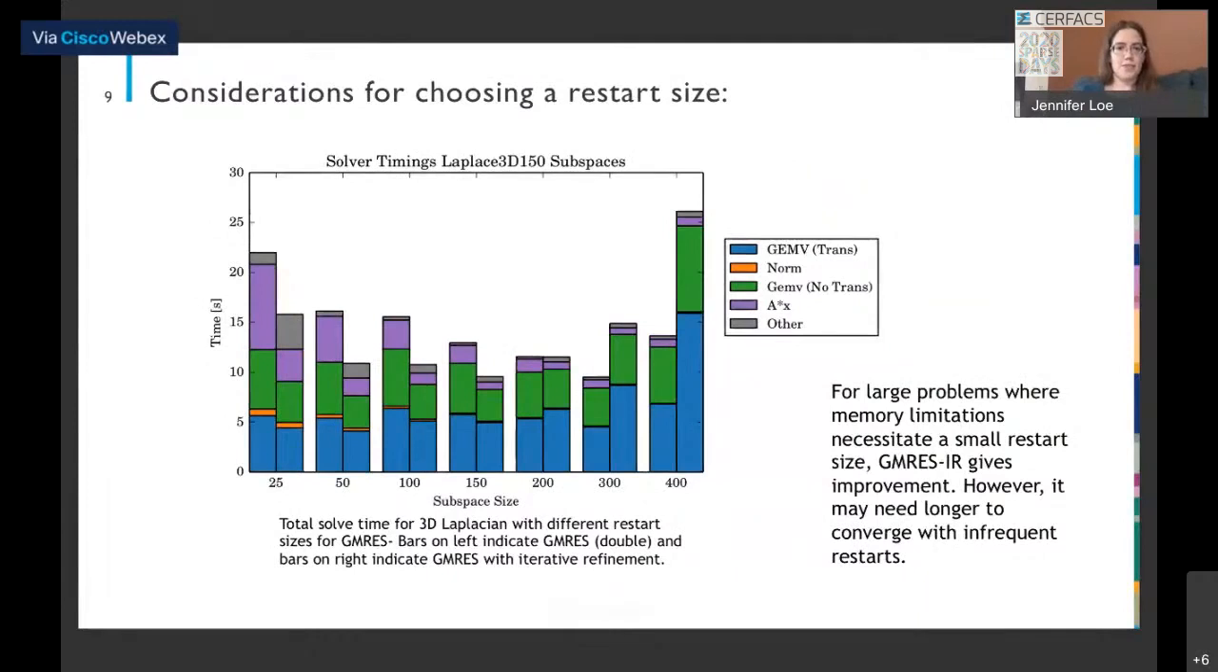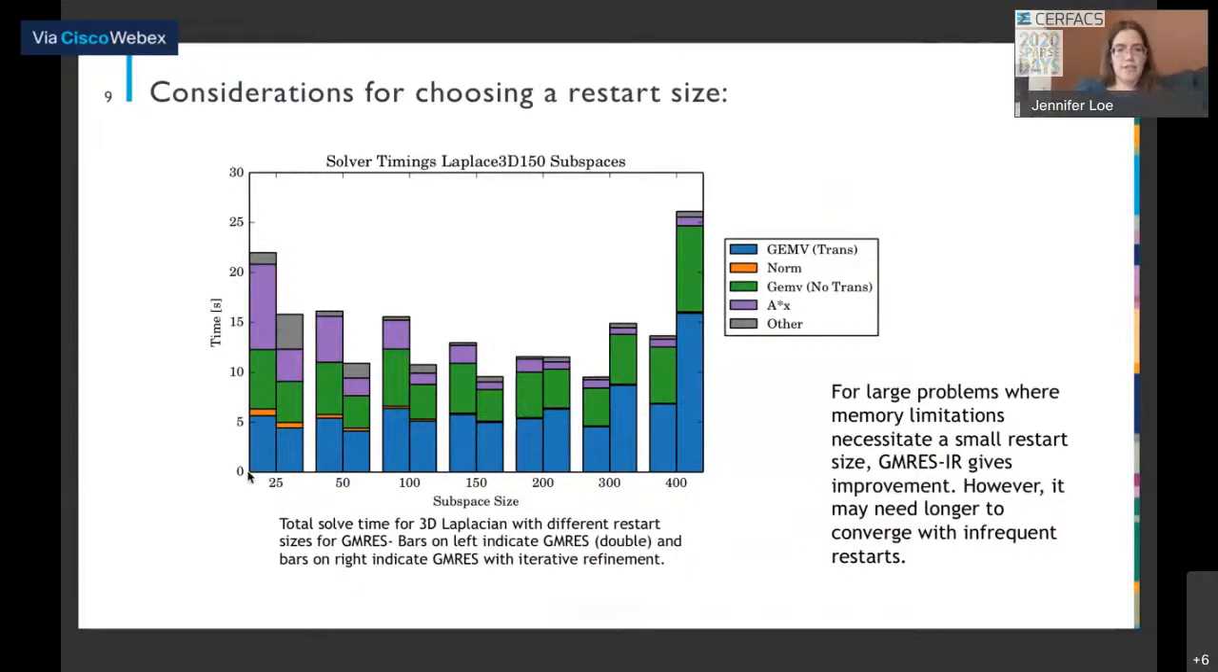Now, unfortunately, this isn't universally true. You can choose too large of a restart size and cause yourself problems. So these are timings for a 3D Laplacian, which is fairly large. But for this problem, we don't get speed up from the GMRES IR solver for really large subspaces. So for this graph, I have on the x-axis different subspace sizes. And for each subspace size, the bar on the left indicates the solve time for the double precision solver, and the bar on the right indicates the solve time for the iterative refinement solver for each of those subspace sizes.